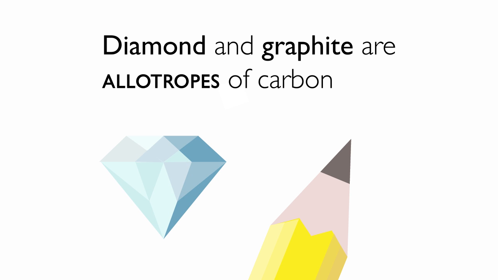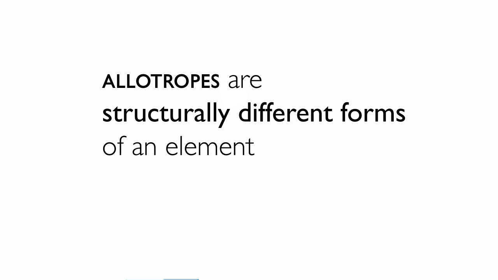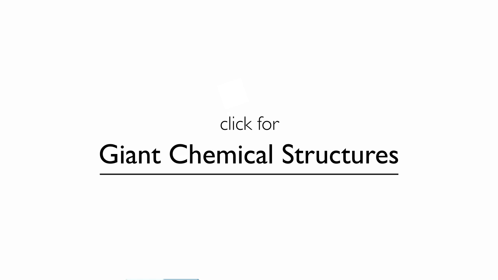You may already be familiar with diamond and graphite as two allotropes of carbon. Allotropes are structurally different forms of an element. There's a video on this channel called Giant Chemical Structures that you might want to look at.